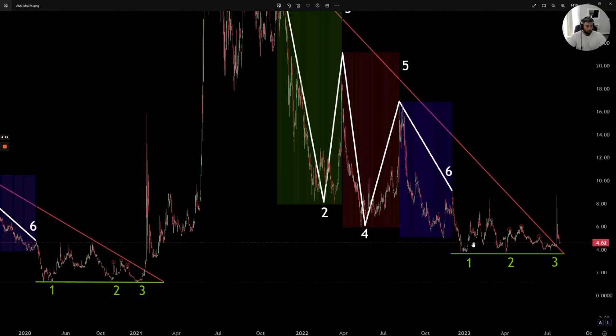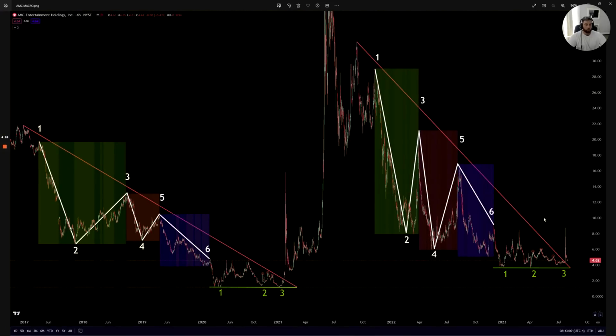The equivalent of this over here, 1, 2, our third bottom, the uptrend, breakout, and now retesting, about to squeeze. So this looks very good. This is AMC's macro. I've covered this a million times. You guys by now should be familiar with this.